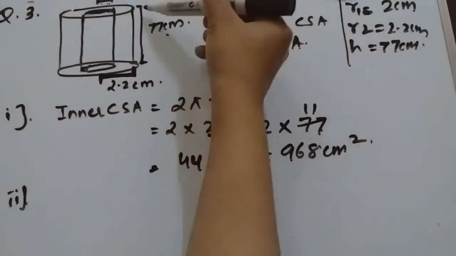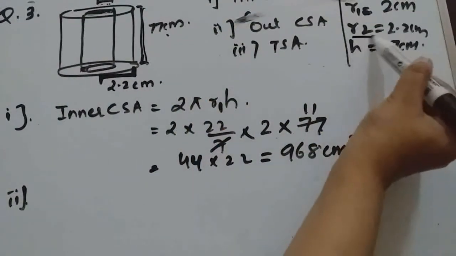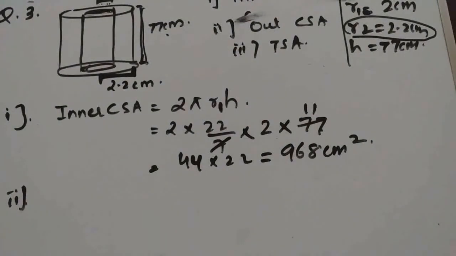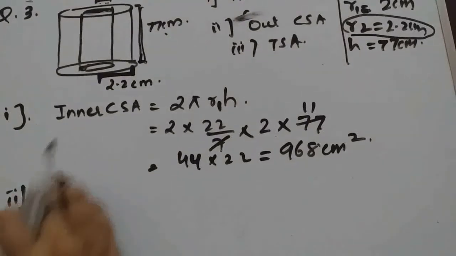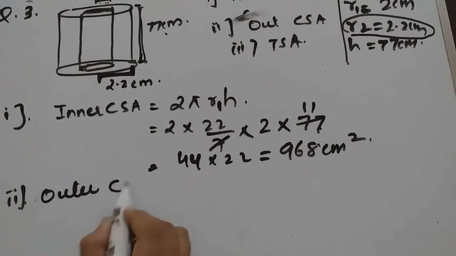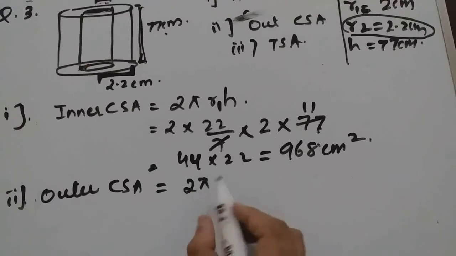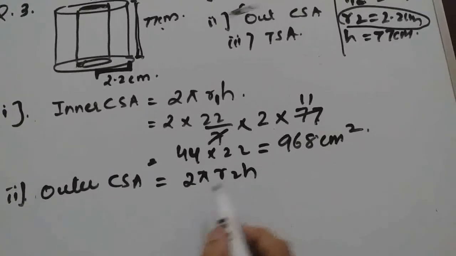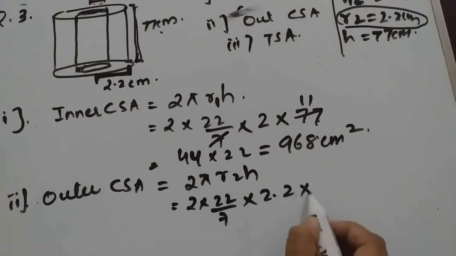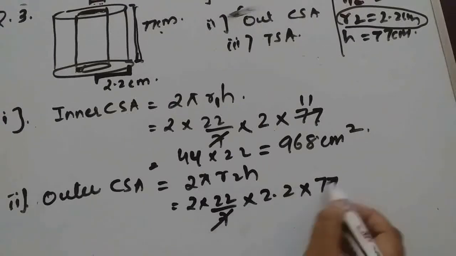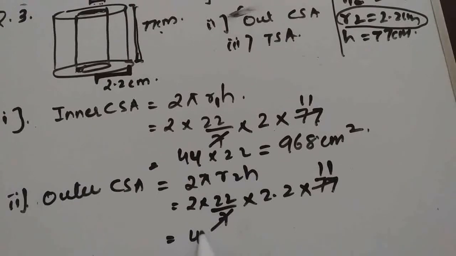So for outer CSA also height is same, but the radius is what, 2.2. Okay, so 2 pi R2H for outer CSA. So it will be 22 by 7, 2.2, and H is 77. So again it will go, now 44 into 2.2 into 11. So this we can multiply.